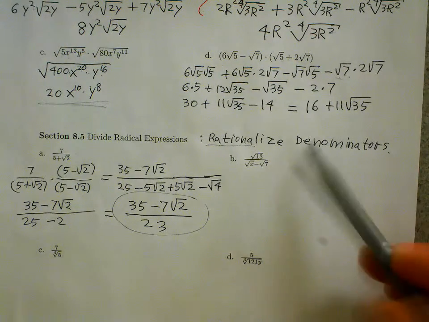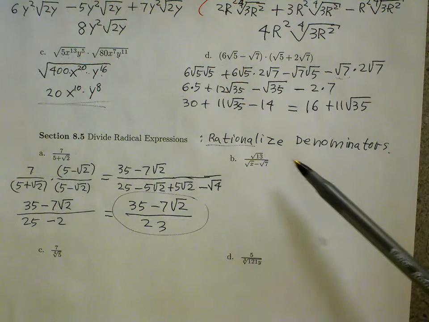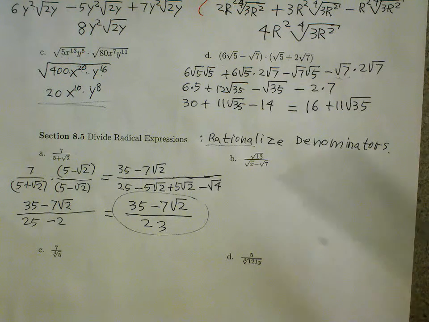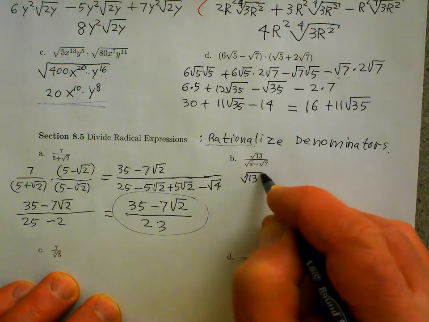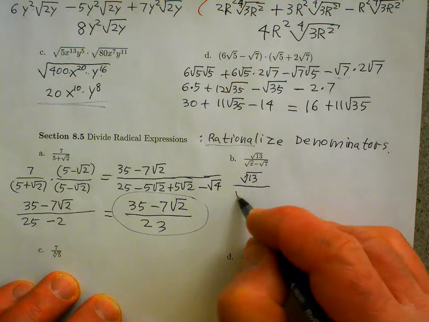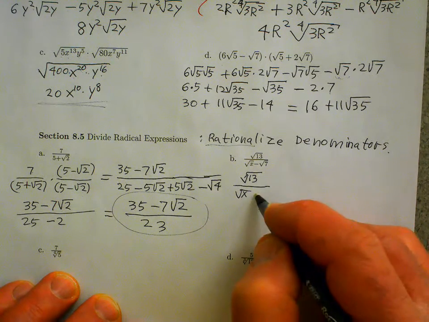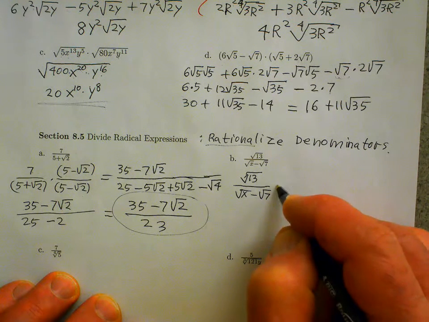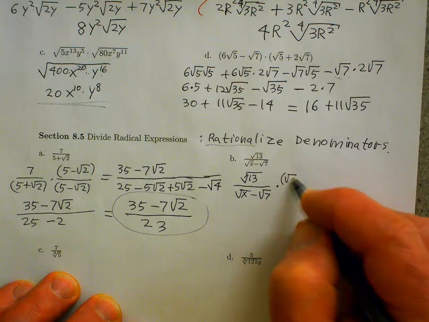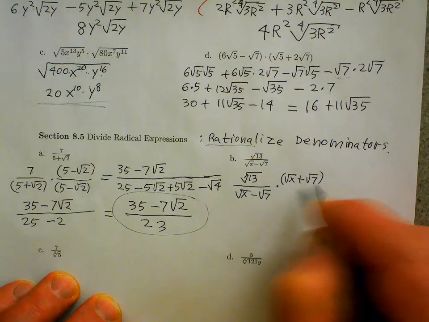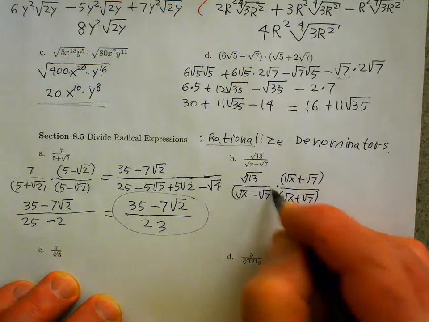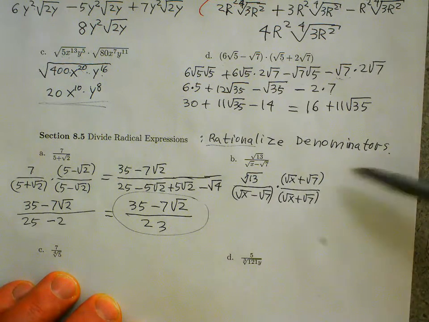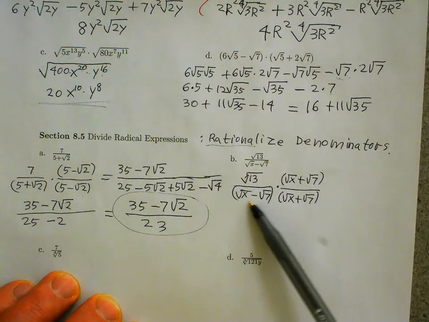Okay, the next one, the square root of 13 divided by the square root of x minus the square root of 7. So we want to rationalize the denominator. So we're going to multiply by 1, this time in the form the square root of x plus the square root of 7 divided by the square root of x plus the square root of 7. So we chose 1 to include the conjugate of this denominator.